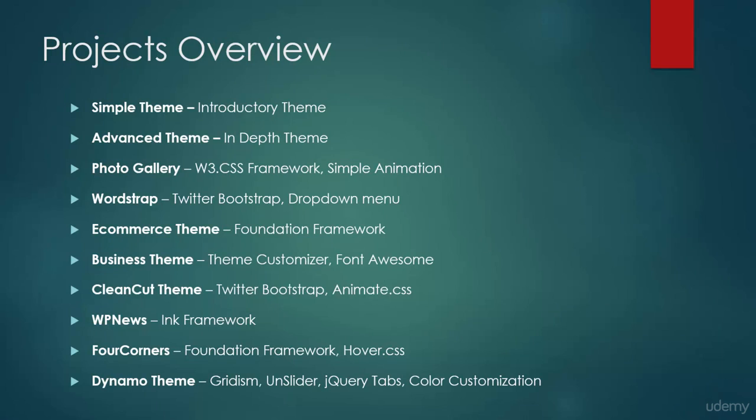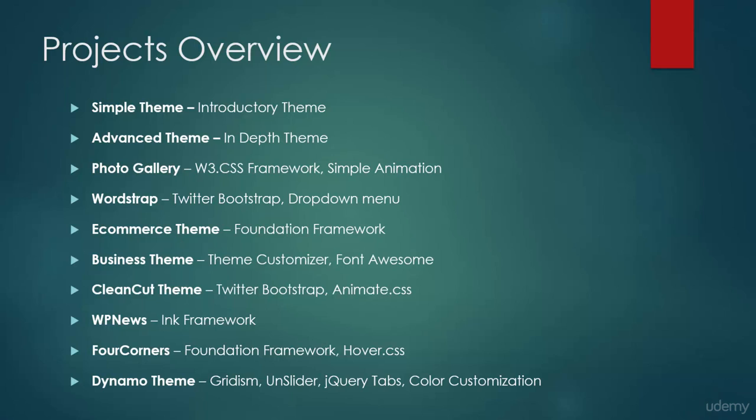So here's an overview of the projects. We have the simple theme. This is going to be an introductory theme. We're not really going to focus on design here. It's going to be more on the actual syntax and the files that need to be created, things like that. The advanced theme will go a little more in-depth, adding things like archive and search pages, things like that. Then we'll build a photo gallery theme. We're going to use the W3 CSS framework and also include some simple animation.